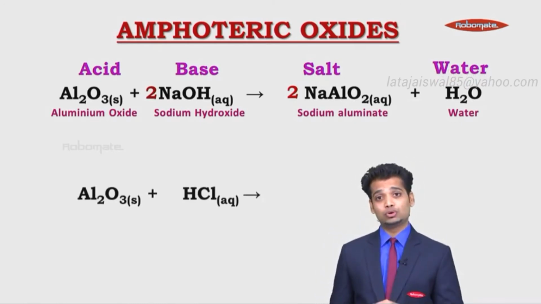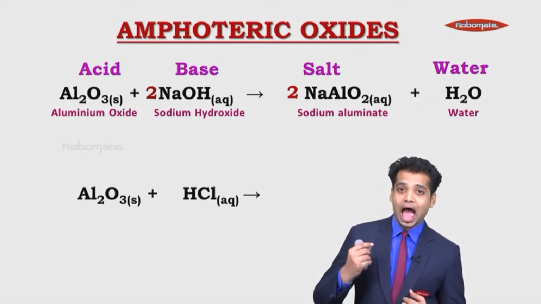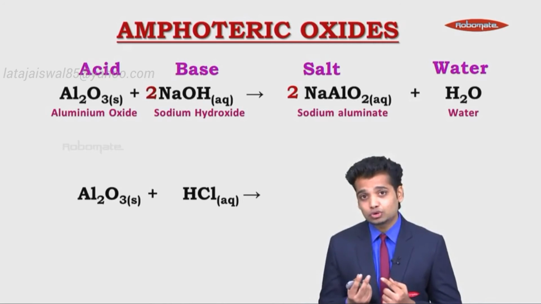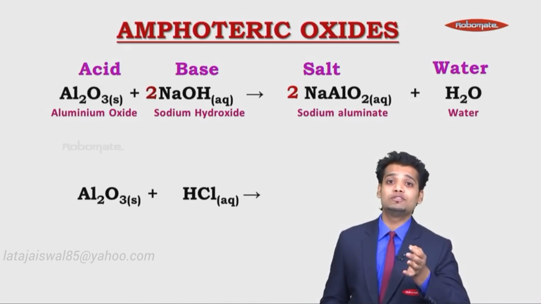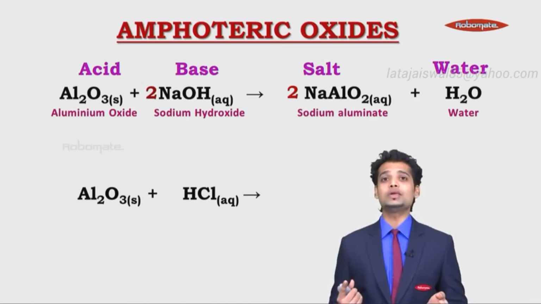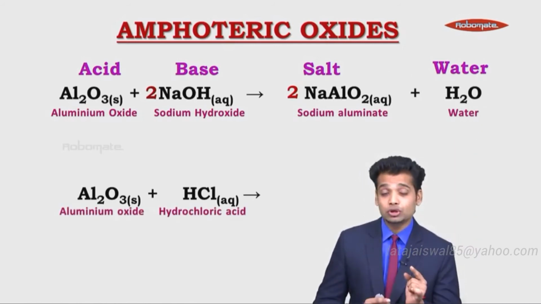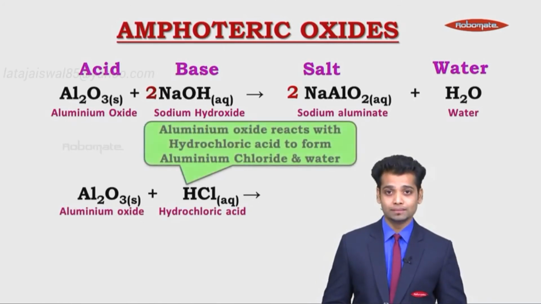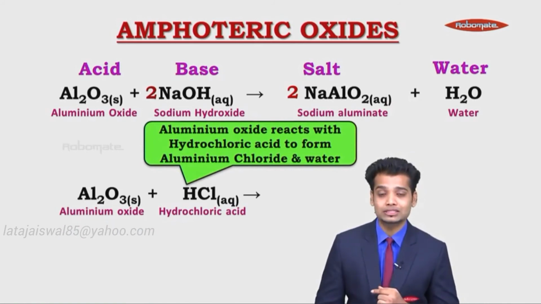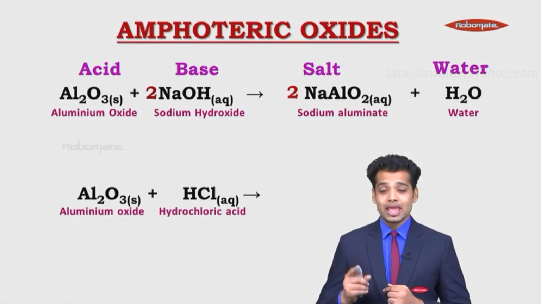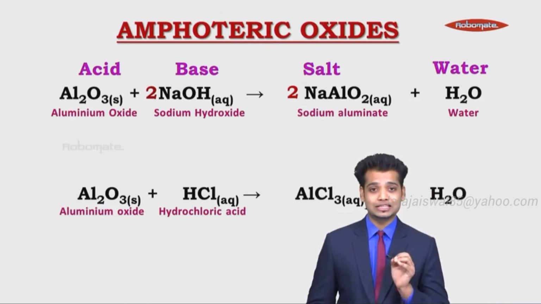Let's see the reaction of Al2O3, that is aluminium oxide, with acid. This is comparatively easier reaction. Aluminium oxide, you say aluminium first, so aluminium becomes positive, oxygen becomes negative. Hydrogen becomes positive, chlorine becomes negative. So your aluminium is going to react with chlorine to form aluminium chloride. H is going to react with O to form hydrogen oxide, that is water. Aluminium oxide reacts with hydrochloric acid to form aluminium chloride and water. Al valency is 3, Cl valency is 1, it is going to form AlCl3 plus H2O.